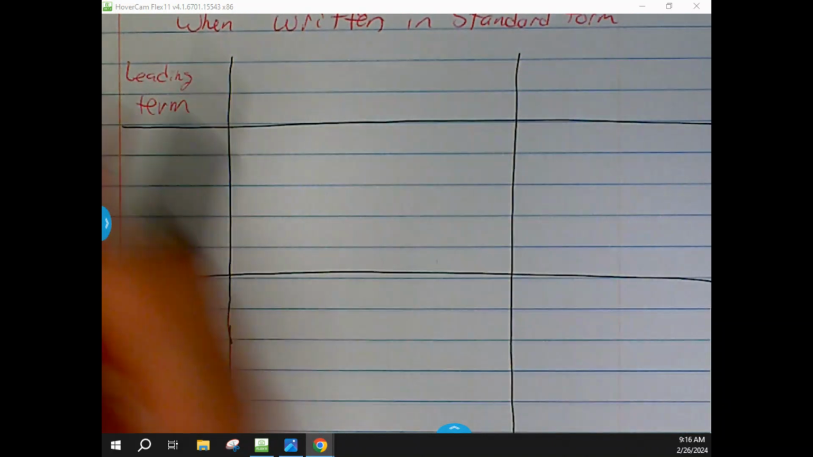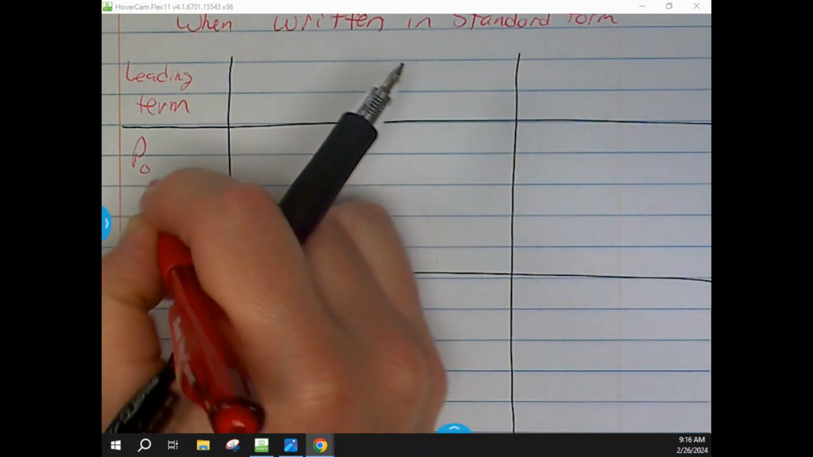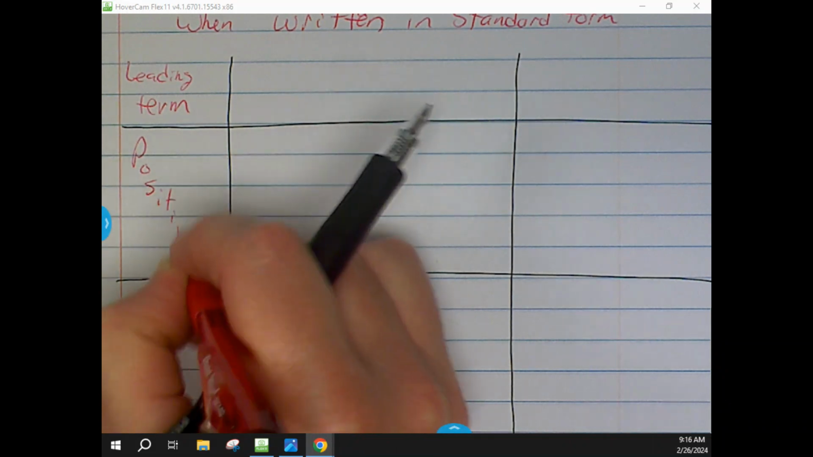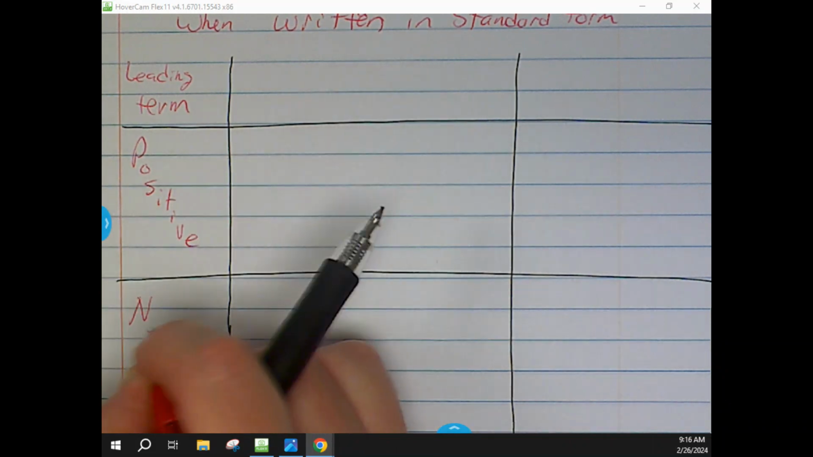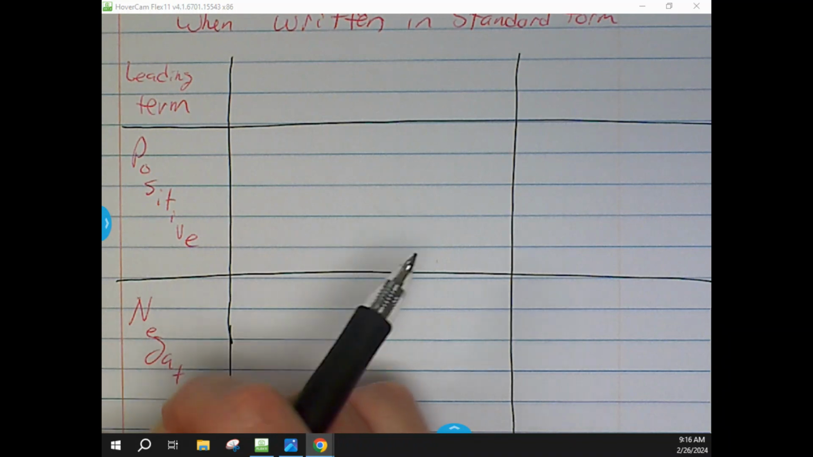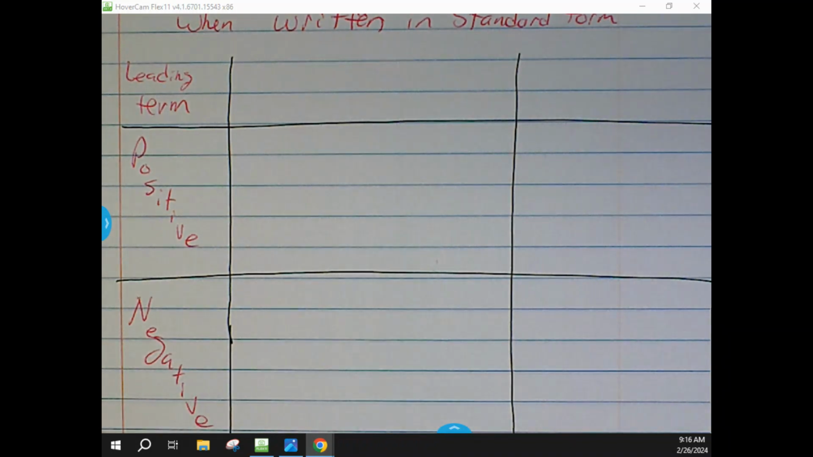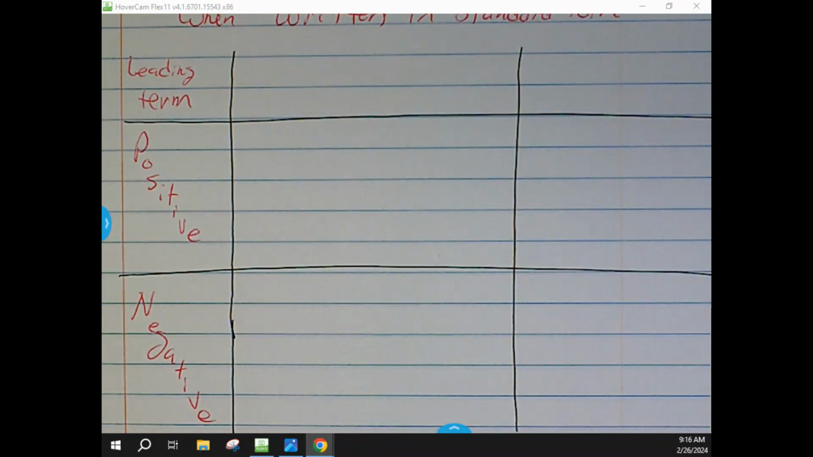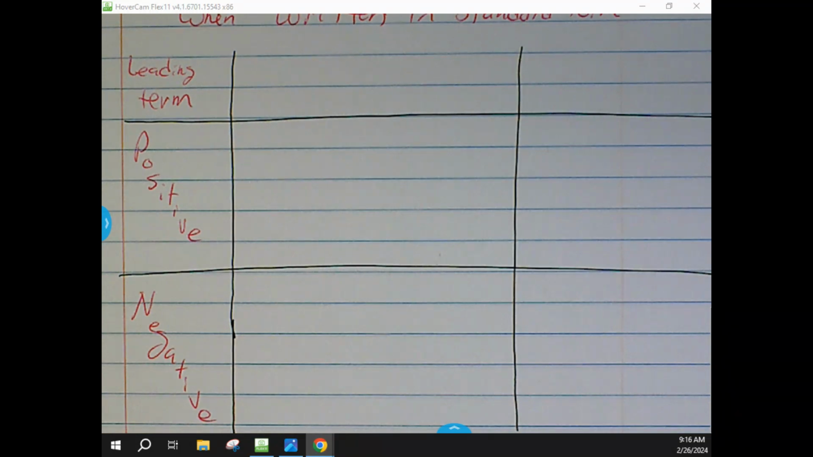It's either going to be a positive number or it's going to be a negative number. Because somebody's like, what about zero? It won't be zero, because if it's zero, it's going to be 0 times something, which would make it 0, which wouldn't be the leading term, because it needs to be something other than just a 0. It needs to have a power to it when we're looking at this thing.